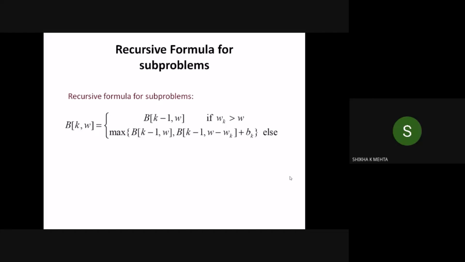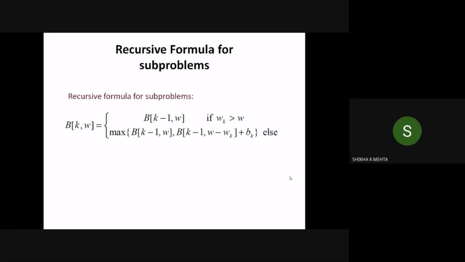Here B[k, w], k and w, refer to the row value and the column value. So B[k-1, w] means we are going to apply dynamic programming and create a table of items and their weights, and associate the benefits with them. In order to fill up that table, we are going to apply this recursive formula. We are going to study this with the help of an example.